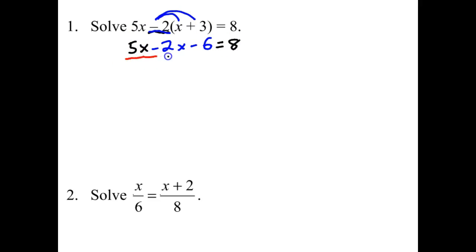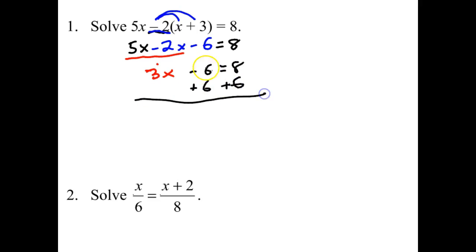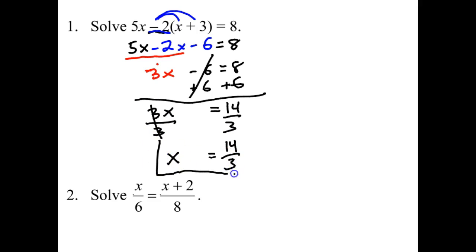Okay, so 5x minus 2x is a positive 3x. And then we have minus 6 equals 8. I'm going to add 6 to both sides. Okay, so we have 3 times what is 14. And then divide both sides by 3. And we get x, 1x, equals 14 thirds. And leave your answer as a reduced fraction, no decimal, no mixed number.